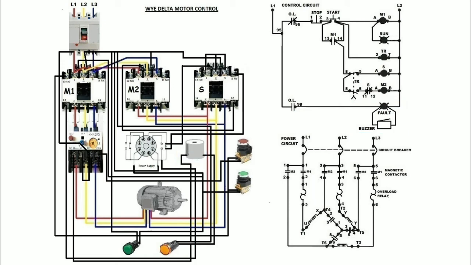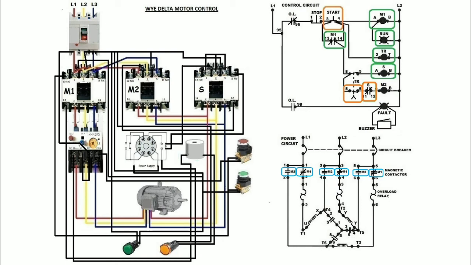Let us now go to how Wye-Delta Electric Motor Control works. With the circuit breaker switched on, pressing the start push button will energize the magnetic coil of the M1 magnetic contactor. This simultaneously closes the normally open auxiliary contact, then energizes the timer relay and the magnetic coil of the S magnetic contactor, which also opens its normally closed auxiliary contact.